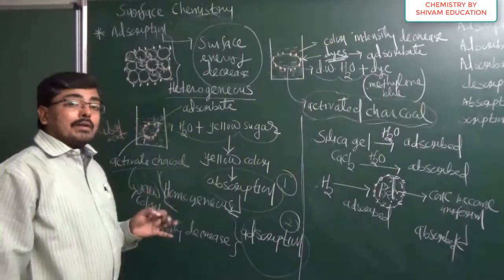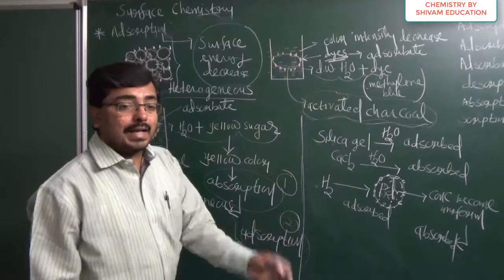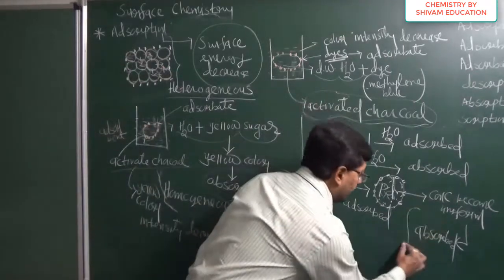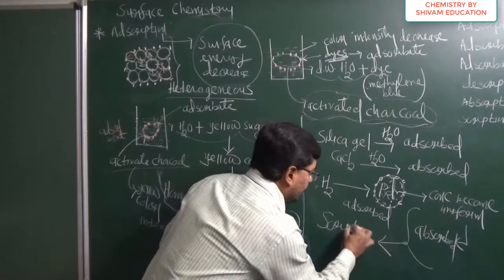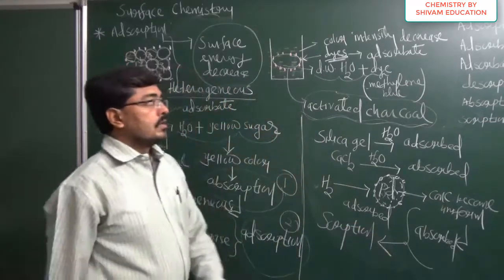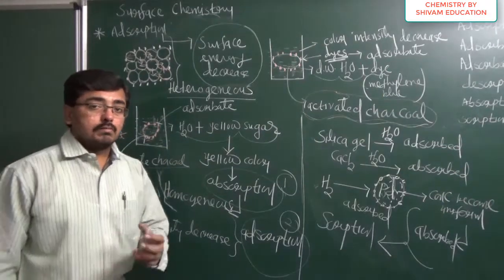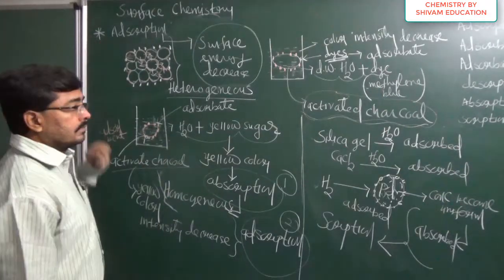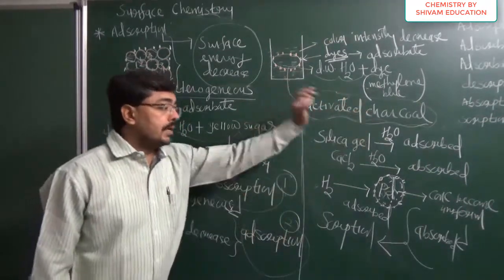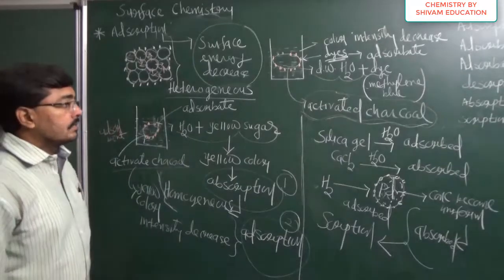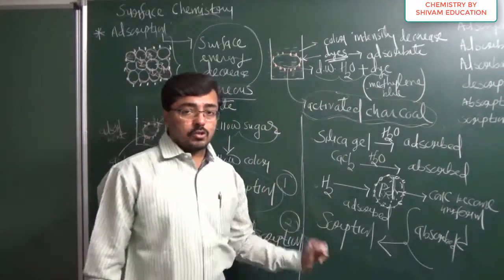So whenever adsorption and absorption phenomena take place one by one, then this is considered as sorption. So we have covered four most important terms. First is adsorption, second is adsorbate and adsorbent. Then we discussed absorption. Then we discussed sorption.